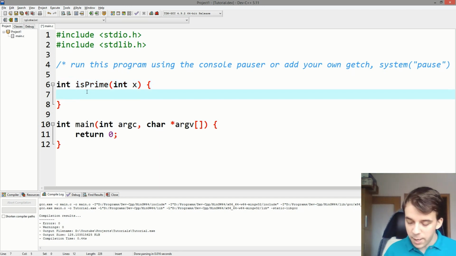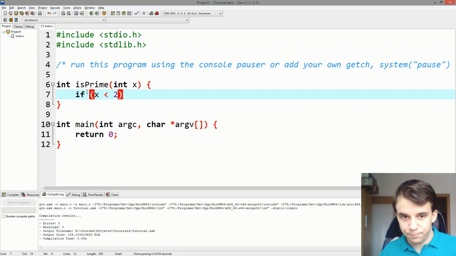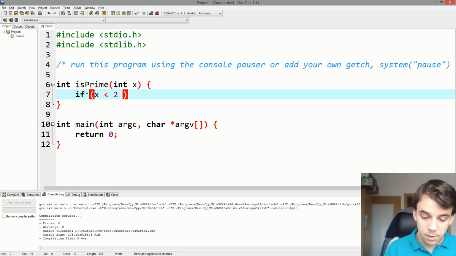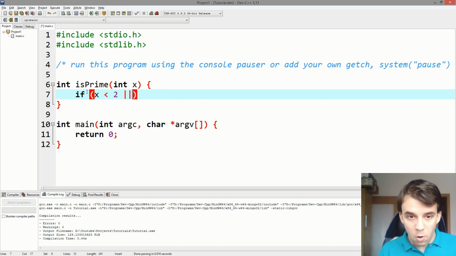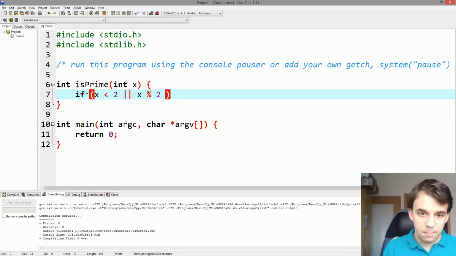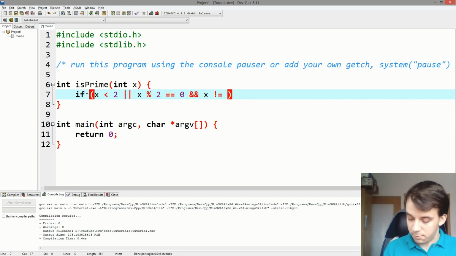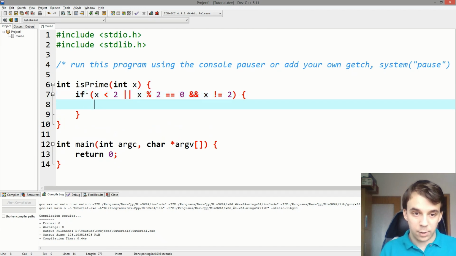Well, first we can check if the number is negative, right? So we can say if x is less than 2, that's simple enough. Then you can also check if the number is even. If the number is even and it's not 2, it's not prime. So we can check, or x modulo 2 equals 0 and x is not, well, 2. We don't want to exclude 2.